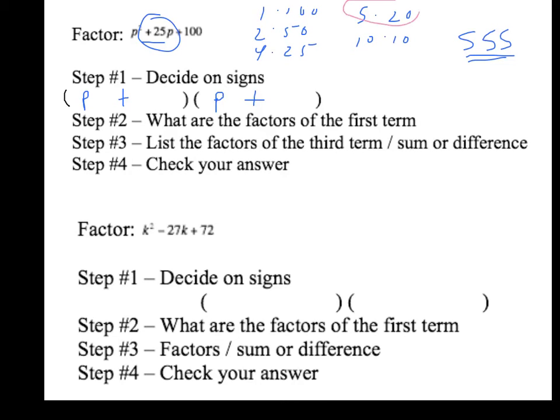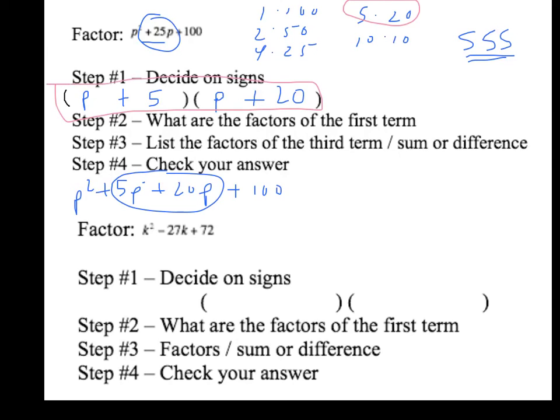Easiest seen when we have them all written out, 5 and 20. And it doesn't matter where you put the 5 or the 20 because they're both positive. And if you take the time to FOIL it out, you're going to get p squared plus 5p plus 20p plus 100. And when you combine your like terms, you're going to get 25p. So, again, box up our answer. There are the prime factors of p squared plus 25p plus 100. Prime meaning that both of those individual factors are not factorable themselves. Later on, we'll find that some of our factors are further factorable.